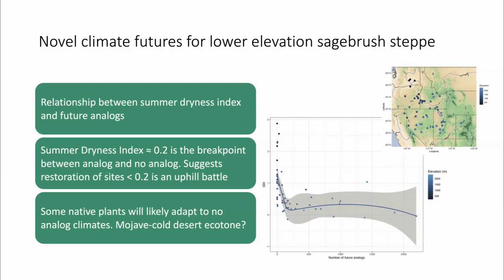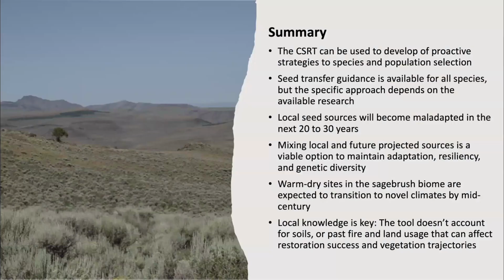So what does that mean, though? To me, I think it means that, yes, more weeds, but that doesn't necessarily mean that there'll be native plants that will be adapted to those sites as well. And I think that's where a lot of research needs to be done. One of my hunches is that a lot of these plants that would fit these novel ecosystems are going to be found in the transition zone between the Mojave and the cold desert ecotone. But hopefully more information will come out soon on that.